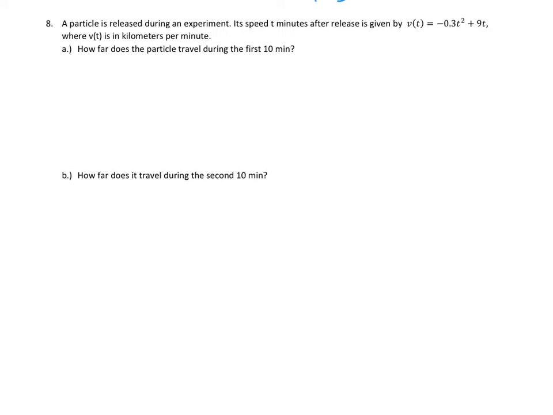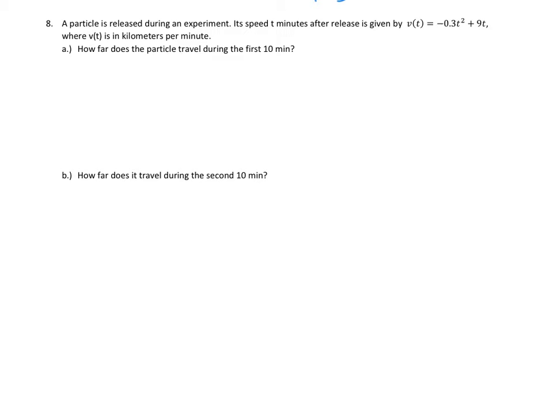In the next problem, a particle is released during an experiment. Its speed t minutes after release is given by v of t equal to negative 0.3 t squared plus 9t, where v of t is in kilometers per minute. For part A, how far does the particle travel during the first 10 minutes?